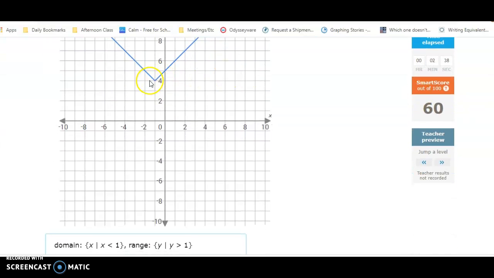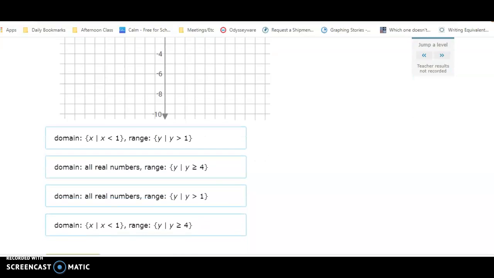So for the domain, we know all real numbers. For the range, it needs to be greater than or equal to, because it's going up. And then what's the y of the vertex? The y of the vertex is 4.